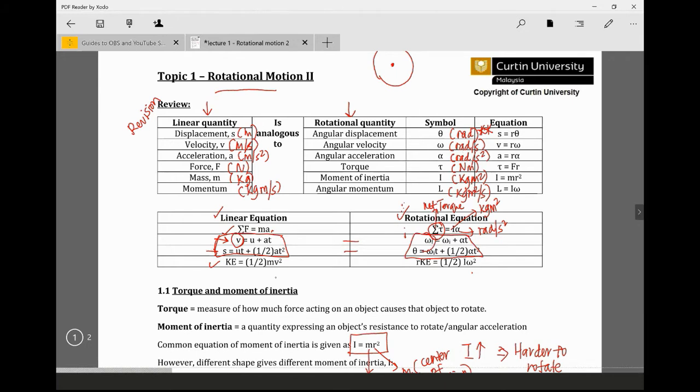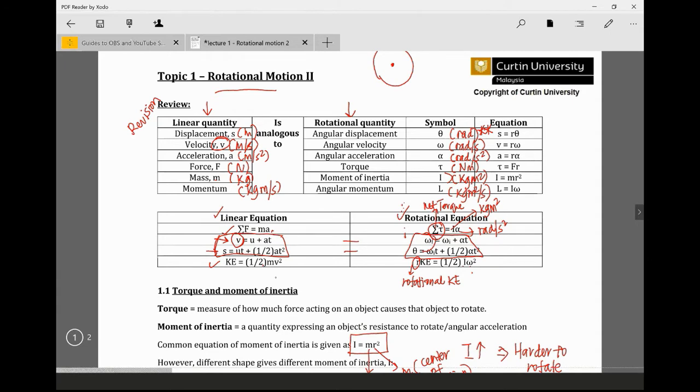And the last one is the kinetic energy. Kinetic energy for any object is given by half mv squared. This is rotational. I put an R in front, meaning rotational kinetic energy. So rotational kinetic energy is given by half I omega squared. It's in line with the translation: M here is translated to I, and V here is translated to omega. That's why rotational kinetic energy is equal to half I omega squared.